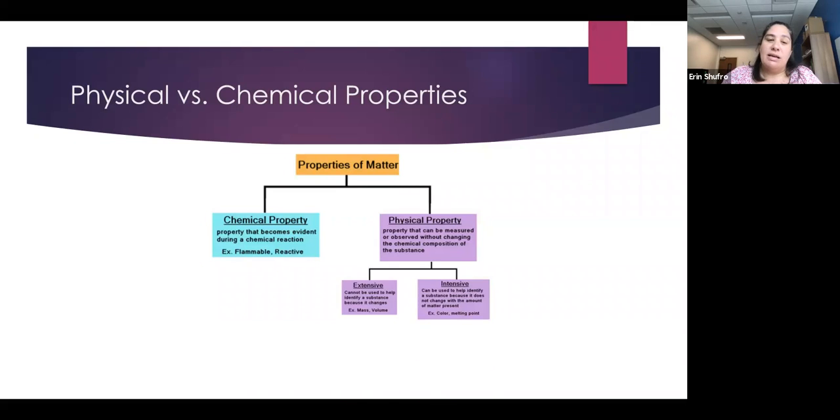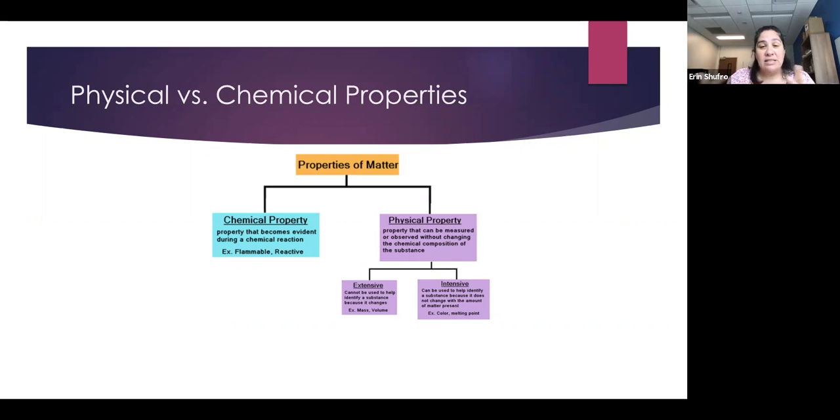Now, physical properties are separated into two categories, extensive versus intensive. Extensive properties are those that change with the amount of matter present. Intensive properties, on the other hand, do not change with the amount of matter present. So an extensive property is something like the mass, right? I can have a shot glass full of water and a swimming pool full of water. If I weigh the water in the shot glass, it's going to weigh different than the water in my swimming pool, right? The water in my shot glass is probably only going to weigh a few ounces. The water in a swimming pool is going to weigh hundreds and hundreds of pounds. Okay, so that's an extensive property.